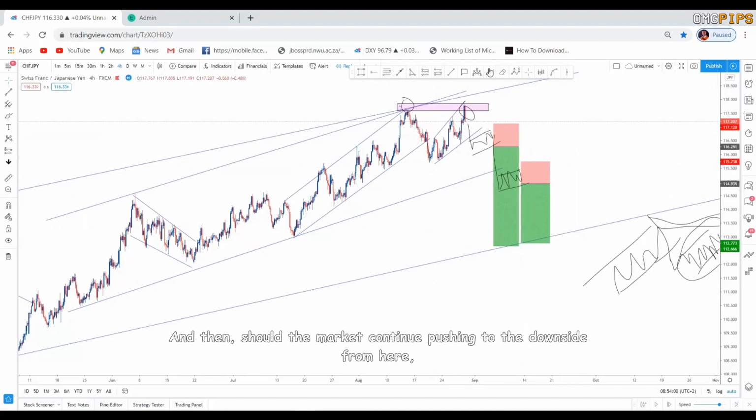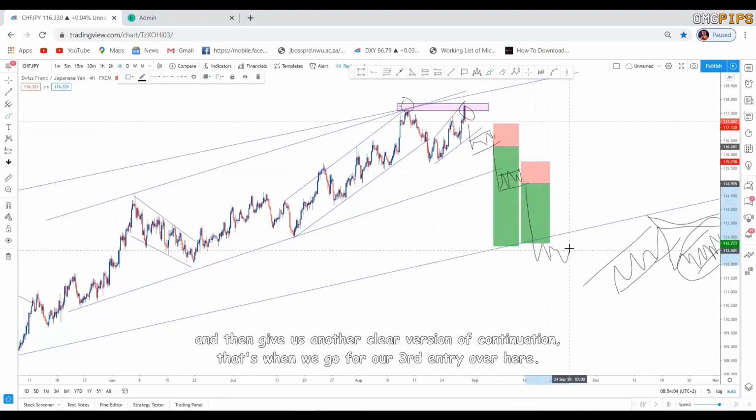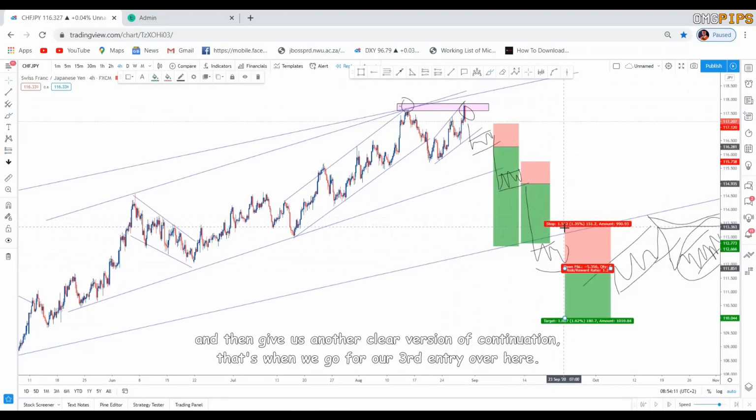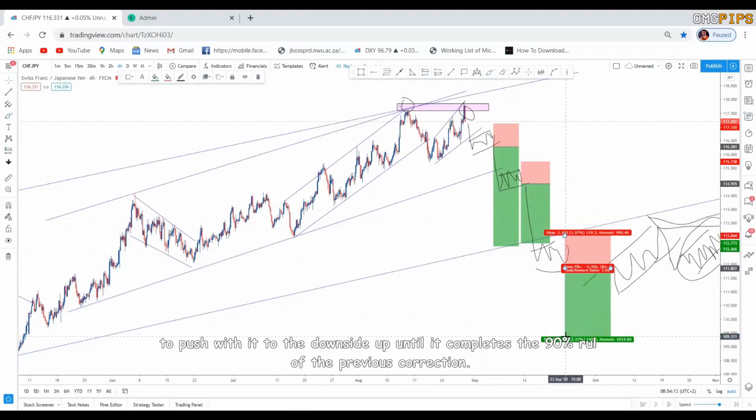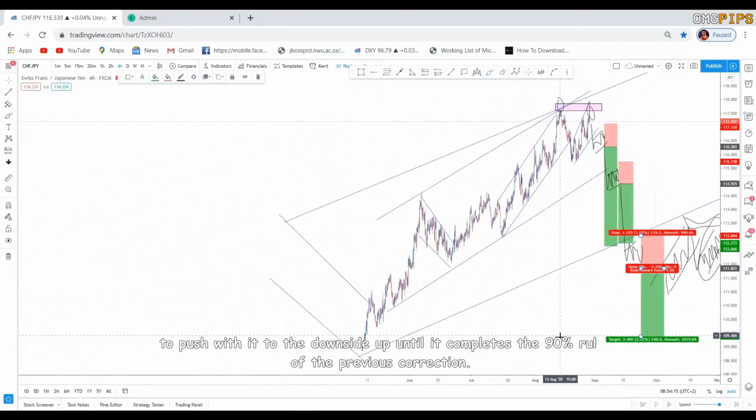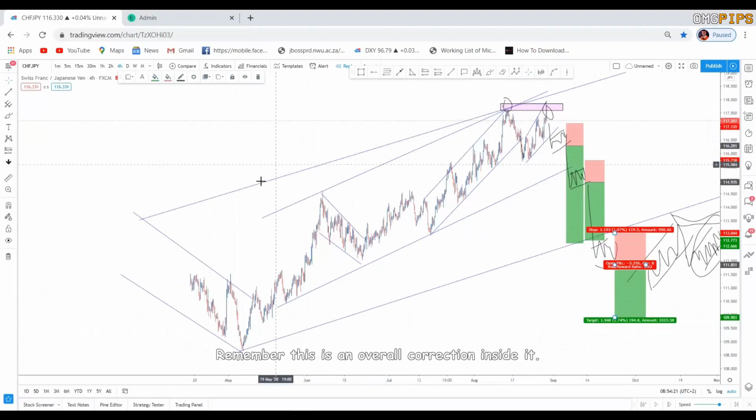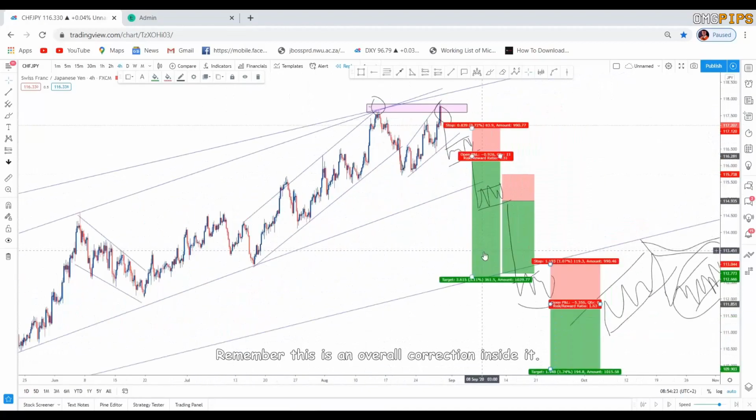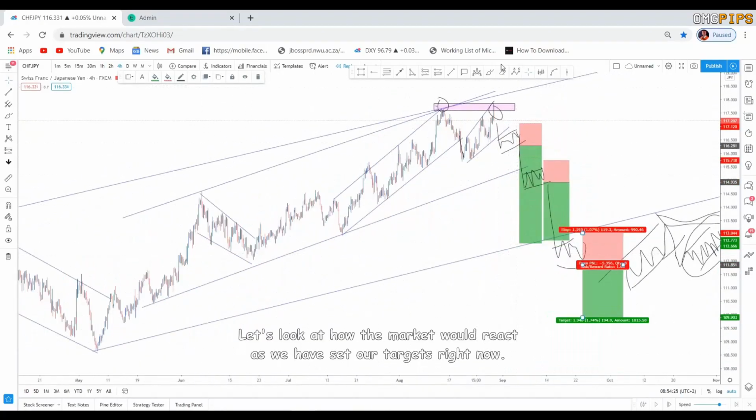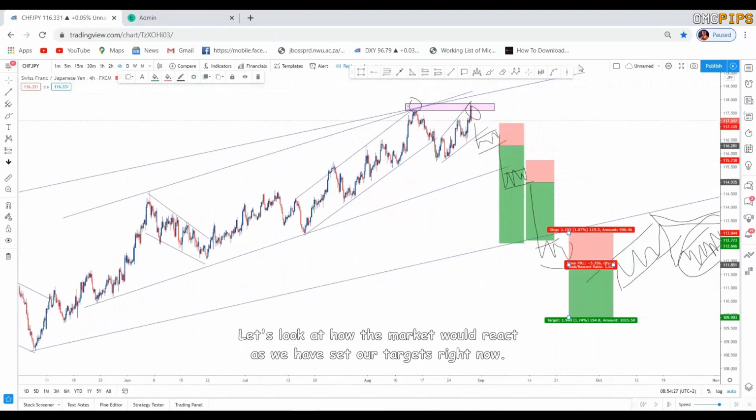And then should the market continue pushing to the downside from here, break out this structure and then give us another clear version of continuation, that's when we go for our third entry over here to push with it to the downside up until it completes the 90% rule of the previous correction. Remember, this is an overall correction inside it. So let's look at how the market would react as we have set our targets right now.